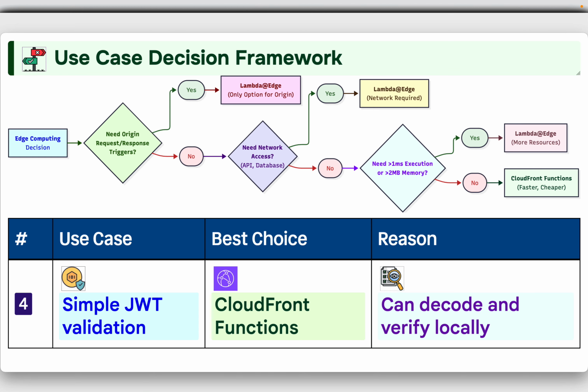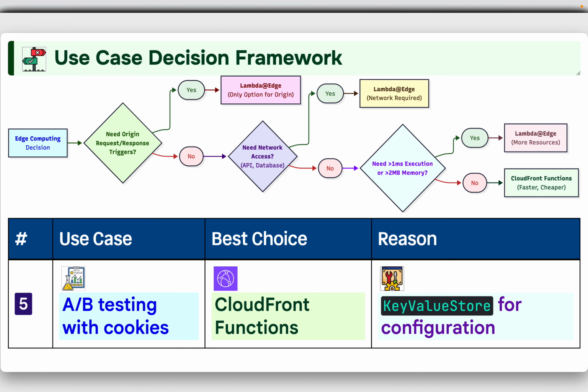If you need simple JSON Web Token validation, use CloudFront functions. You can decode and verify the token signature locally without calling an external identity provider. Then if you need A/B testing with cookies, use CloudFront functions. You can inspect cookies and rewrite the URL to different versions of your site very quickly.